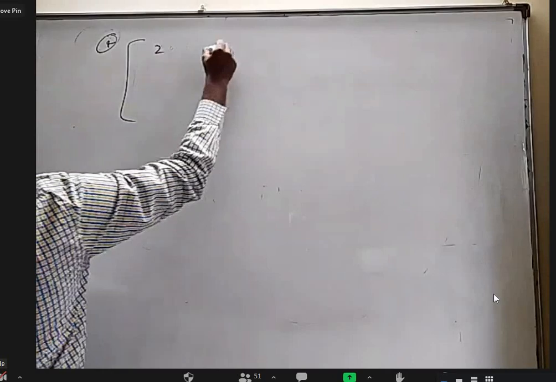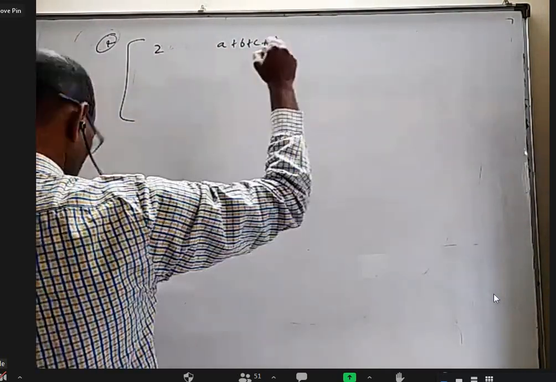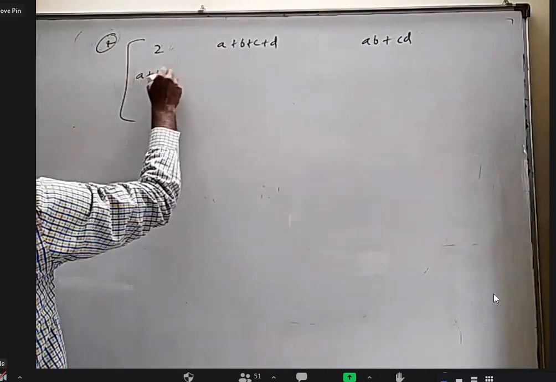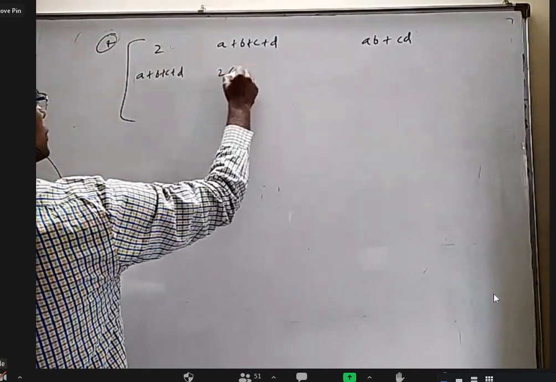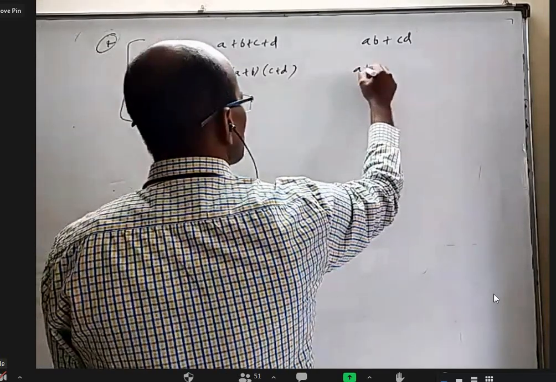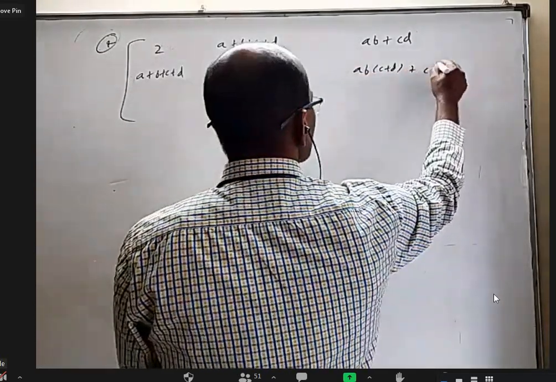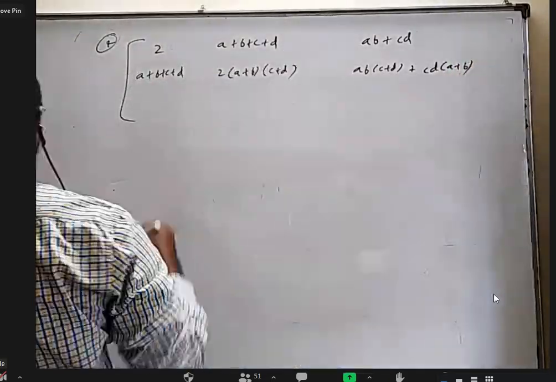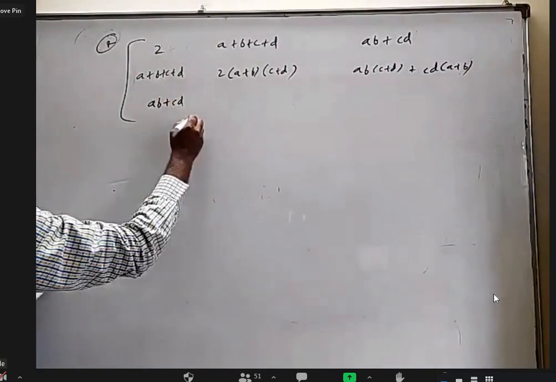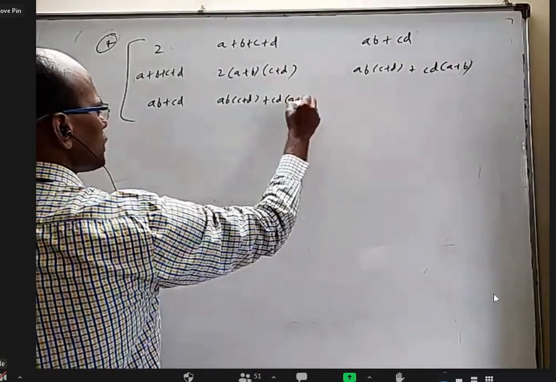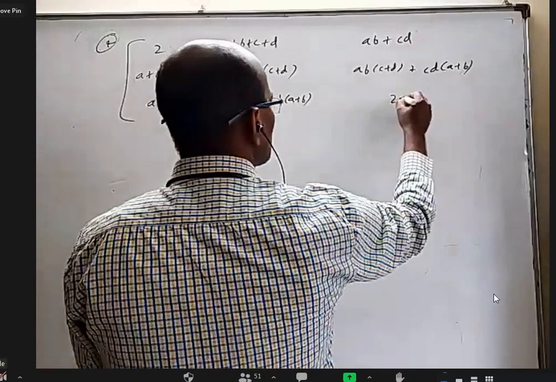Is this the fourth one? I think in this. Okay. 2. A plus B plus C plus D and AB plus CD. Here A plus B plus C plus D, 2 times A plus B into C plus D. This is AB into C plus D, CD into A plus B. This is AB plus CD. This is AB into C plus D and CD into A plus B. And 2 ABCD.